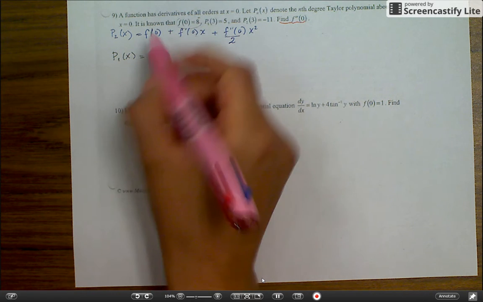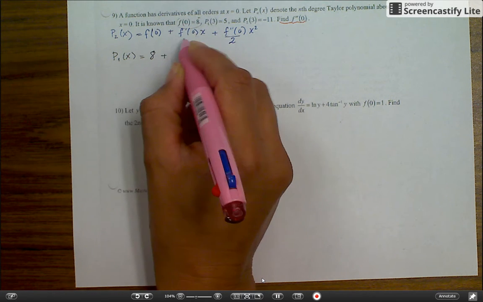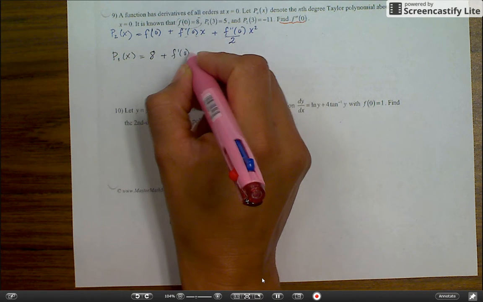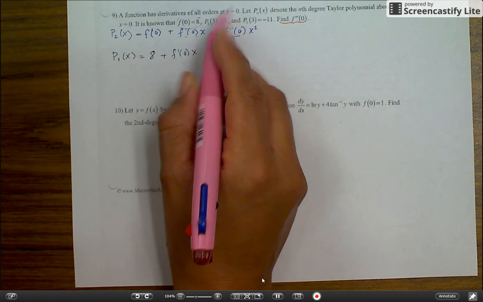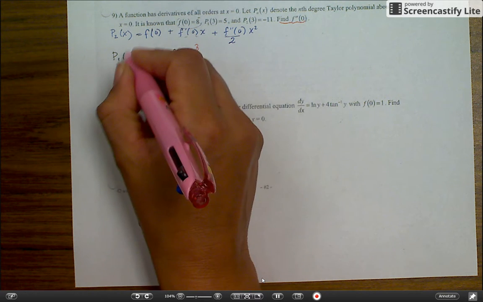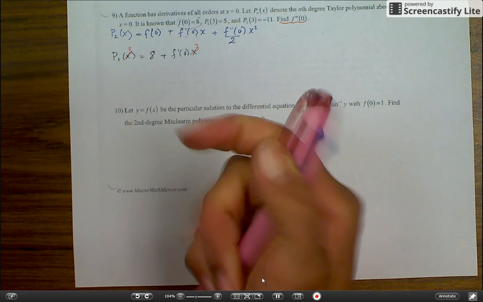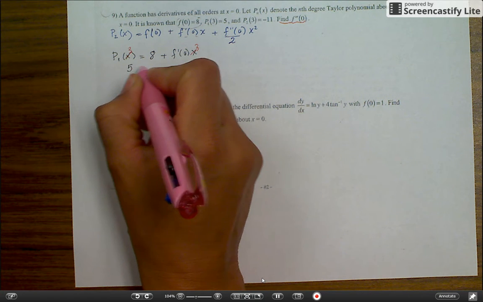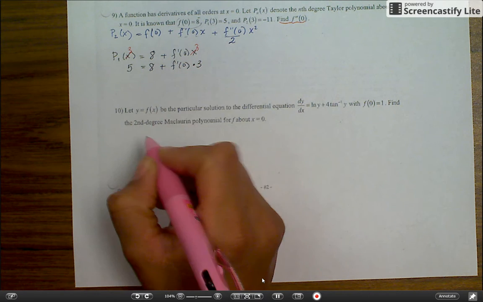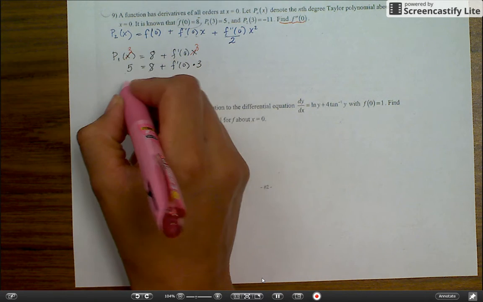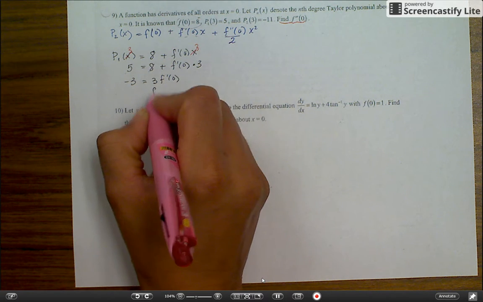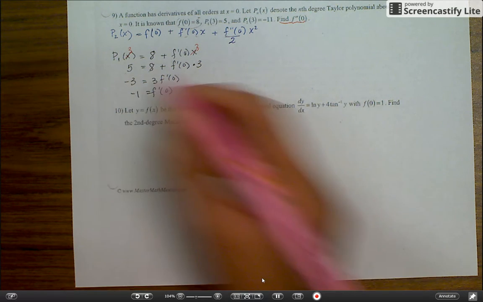F of 0 is equal to 8, so I'm going to have that, plus, I don't know my first derivative, so I'm going to have f prime of 0 and x to the first power. Now, I know if I substitute in 3, I'm going to get 5. So I'm going to put 3 in for that, 3 in for that. So what is this going to be? This is going to be 5 is equal to 8 plus f prime of 0 multiplied by 3. So if I subtract 8, I'm going to get negative 3 is equal to 3 times f prime of 0. And so that means f prime of 0 is equal to negative 1.